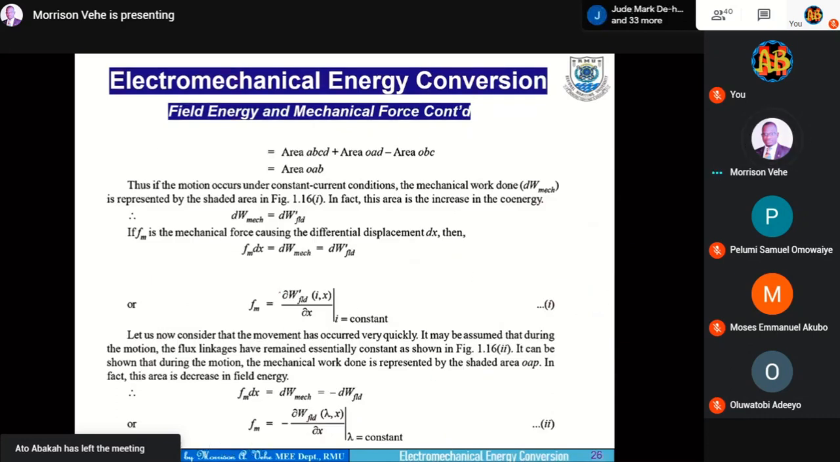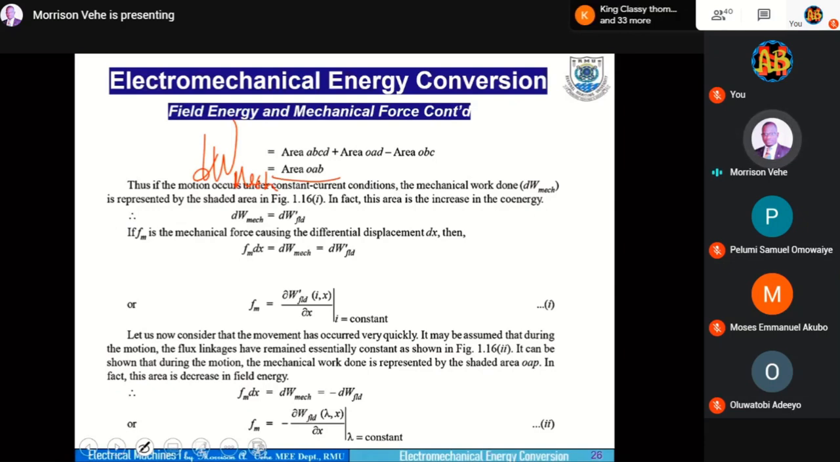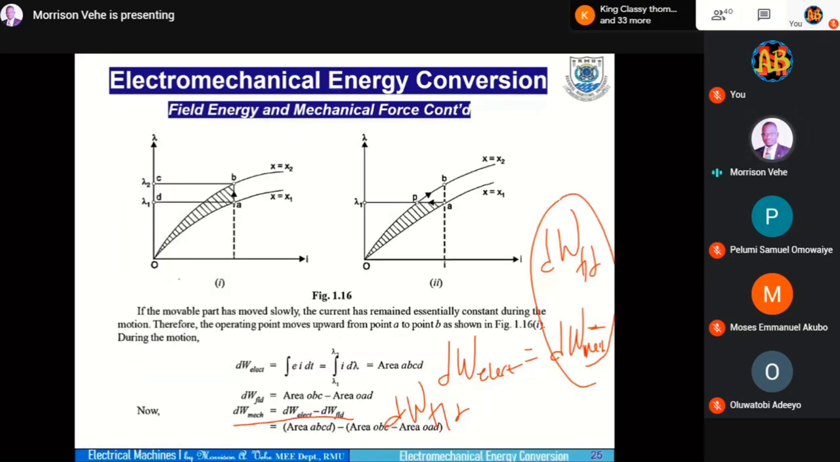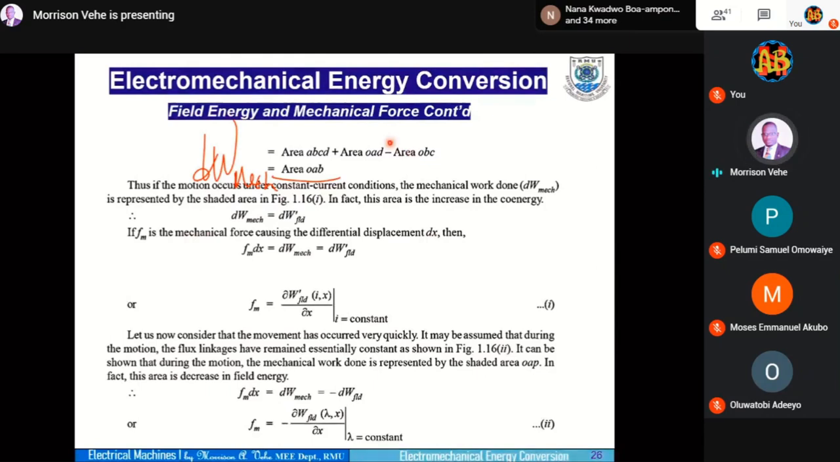So when we do that, for dW mech we are going to have area OAB. When you go back to what we have, this is our area OAB, which simply means that our mechanical work done is going to be the area enclosed by OAB, which is basically what we are looking at.